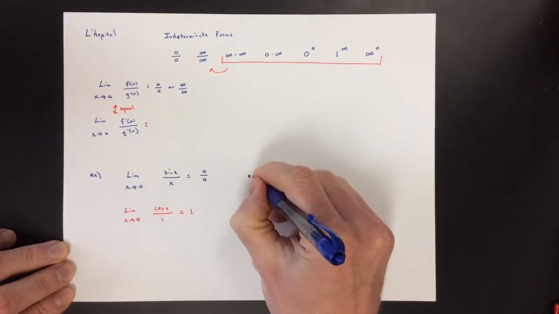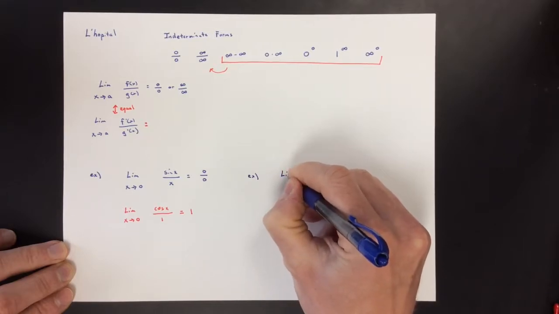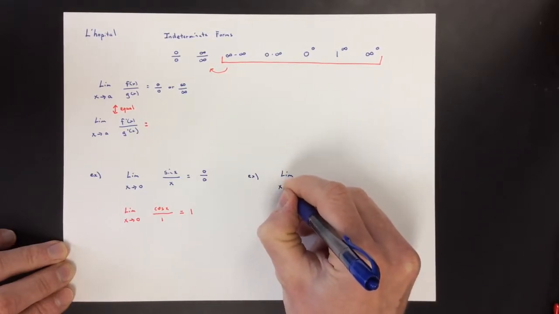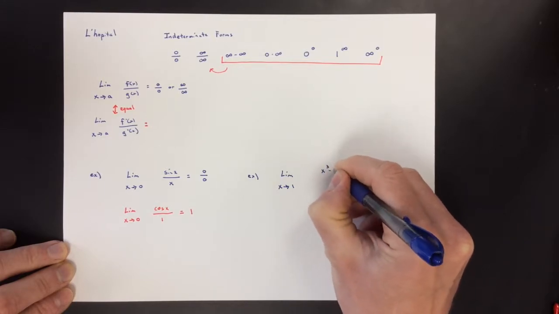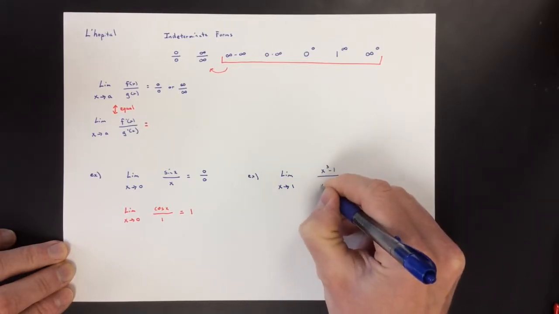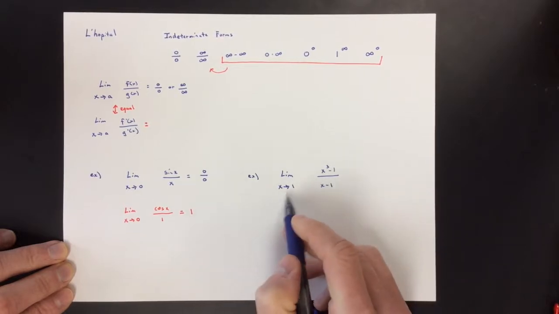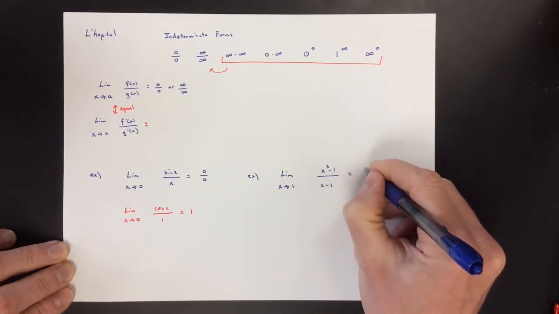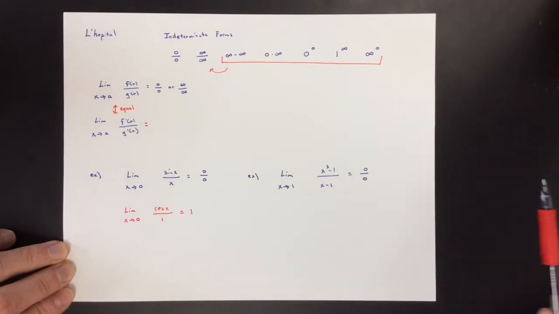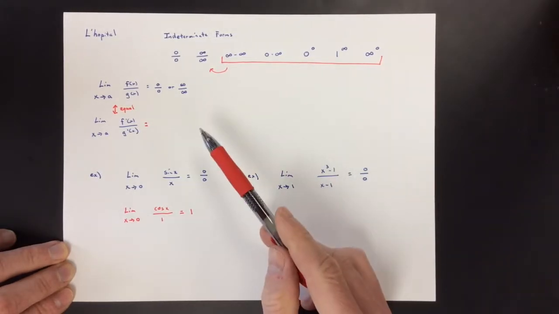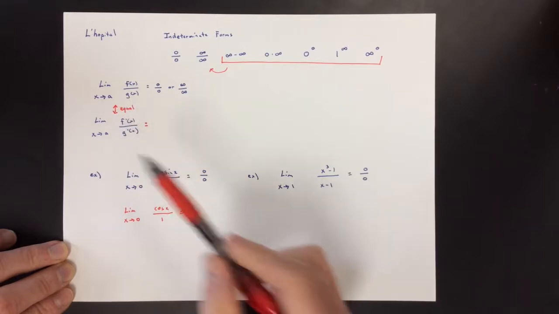Okay, example 2. Let's look at the limit as x approaches 1 of x cubed minus 1 over x minus 1. Again, if you just try to plug in the limit, you get 1 minus 1 is 0, 1 minus 1 is 0, and you get 0 over 0. This says it's an indeterminate form. Let's do L'Hopital's. It's one of our two basics, so we can just go right to this.